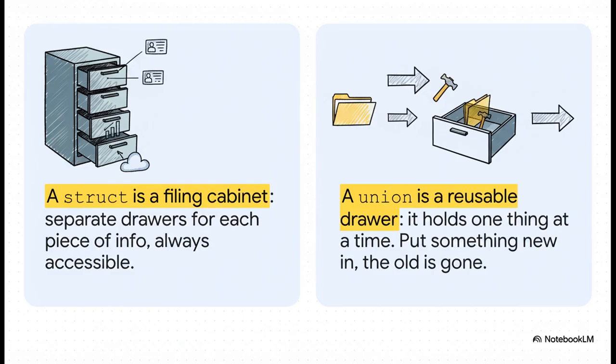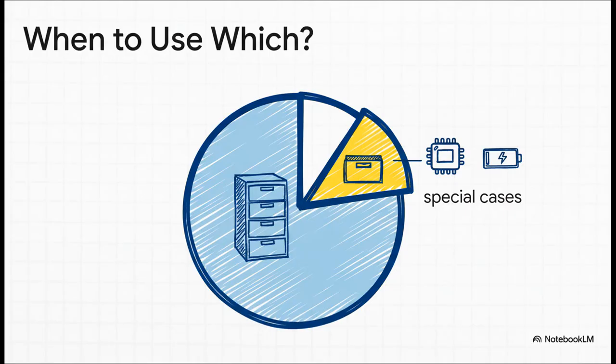Here's maybe the best way to think about it. A struct is like a filing cabinet. It's got a bunch of different labeled drawers, one for your name, one for your roll number, one for your CPI, and you can open any of them and get the data whenever you want. A union? That's like a single reusable drawer. You can put your files in it, sure, but if you then decide you need to store your tools in it, you have to take the files out first. You can't have both.